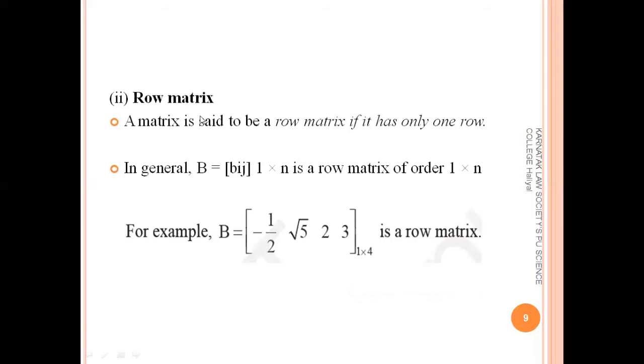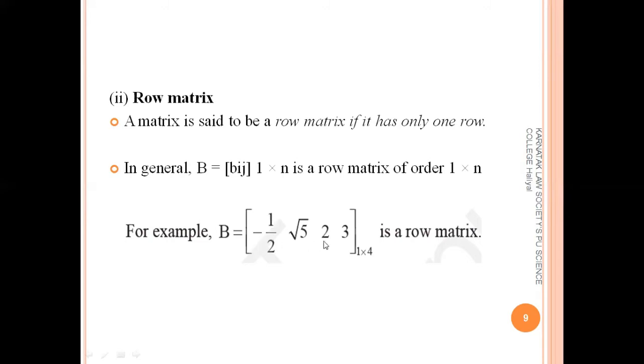A matrix is said to be a row matrix if it has only 1 row. Like in a column matrix, it has only 1 column; similarly, in a row matrix, it has only 1 row. And in general form, B equals Bij, 1 by n. 1 indicates the number of rows is equal to 1. That's why the order is 1 by n, a row matrix of order 1 by n.